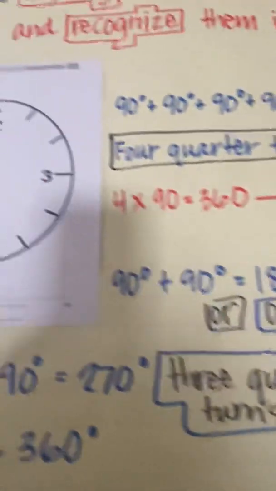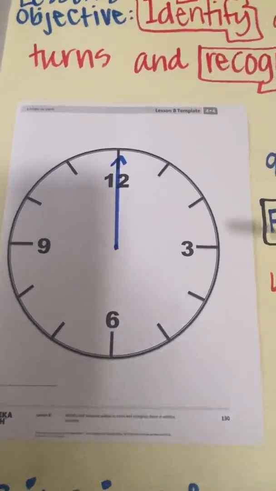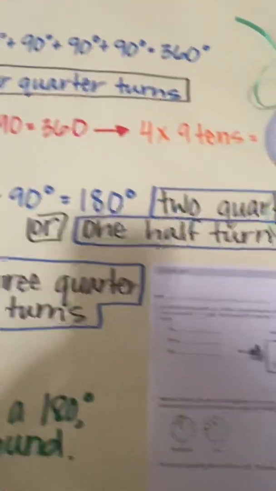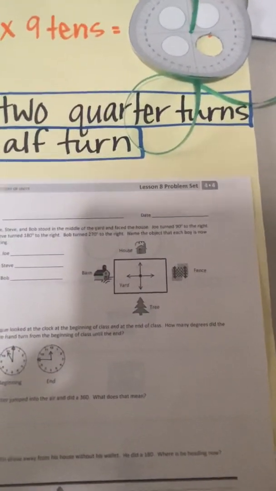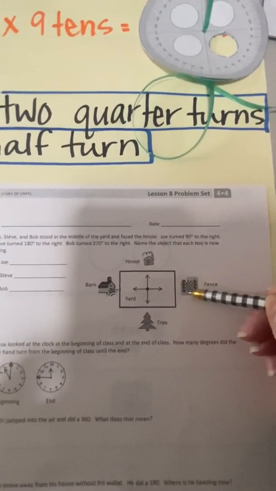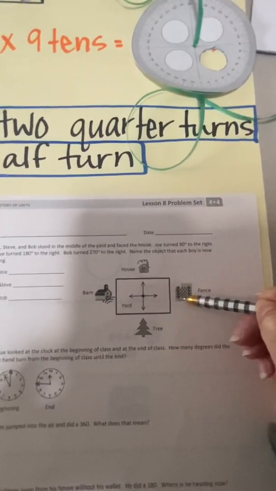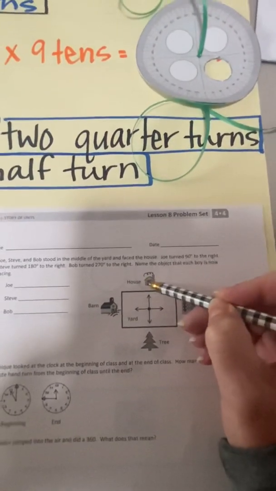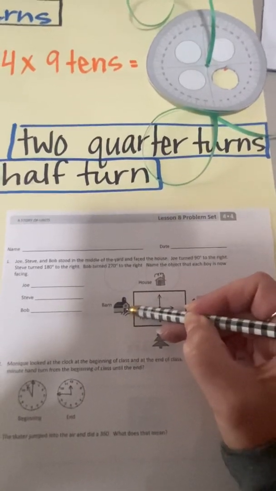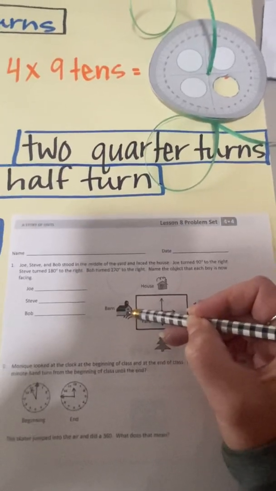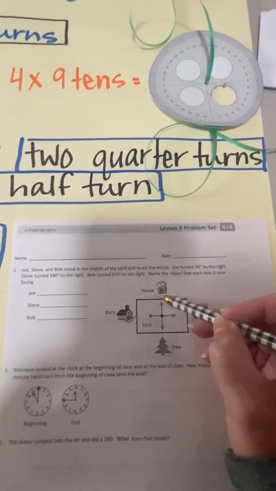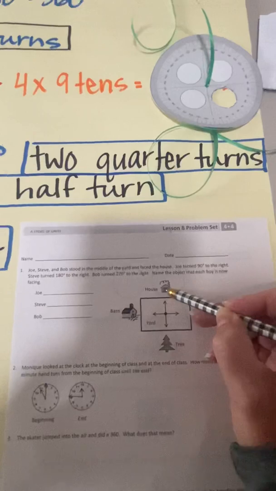So using that familiar figure right over here, where did we turn to get our first 90 degrees? We went right to the 3. Okay, so if that's Joe, and Joe only turned 90 degrees, he's starting looking at the house. That first 90-degree angle is facing the fence. Okay? Or if you're going the opposite direction, right? He would be facing the barn. Okay? But he turned to the right. So which direction is your right? Are we going this way? Or are we going this way?